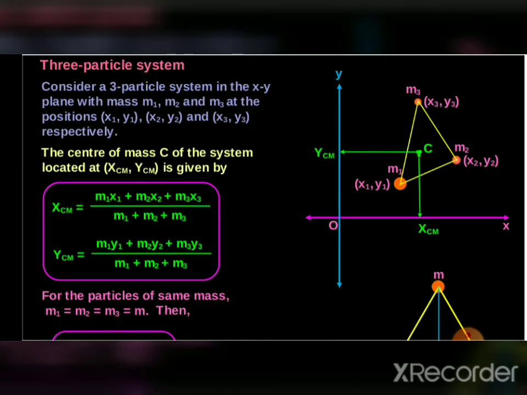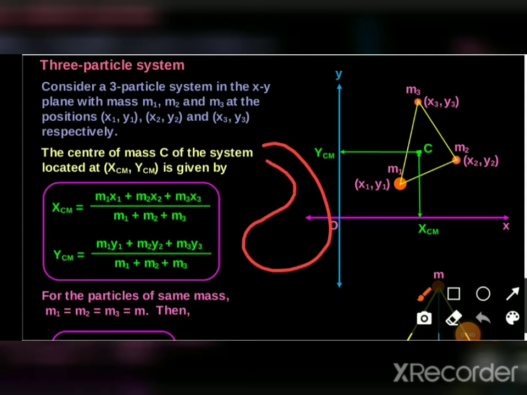Now here, see, for the particle you can consider it can be in the center or not, it depends on the shape. In a few cases it can be even outside the object. For example, if you consider this shape, the center of mass can be here. Even if you consider this shape, the center of mass can be here also.